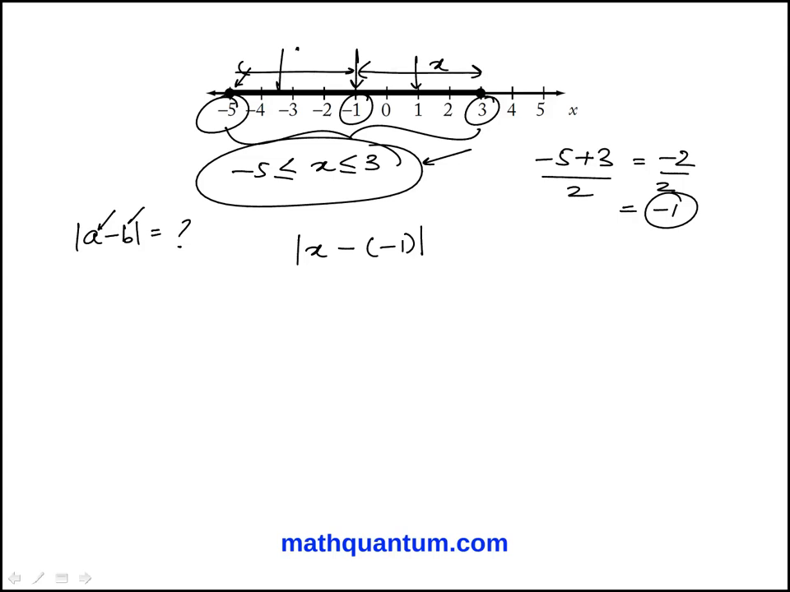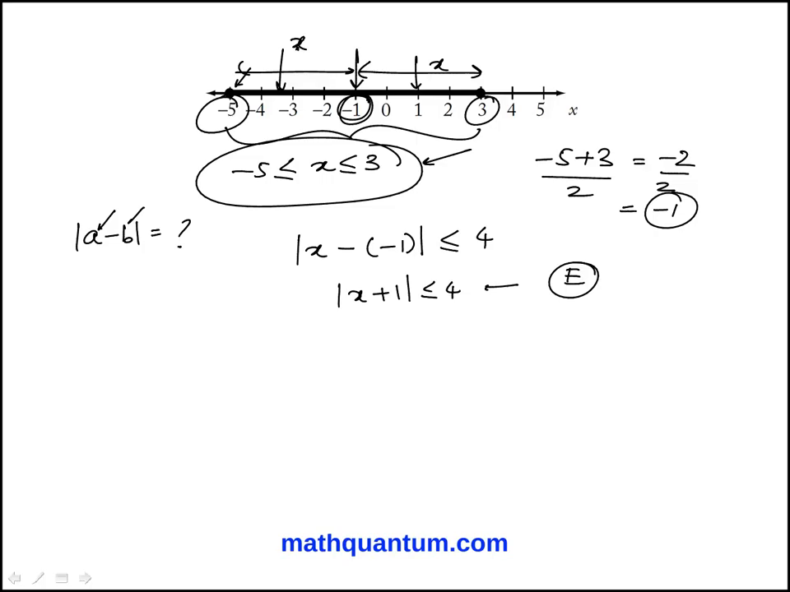So it doesn't matter where x is. If x is here, it's still 4 units or less from the midpoint, which is -1. So the condition is less than or equal to 4, which gives us |x + 1| is less than or equal to 4. And that is the same as answer choice E. So that's the direct way to do it.